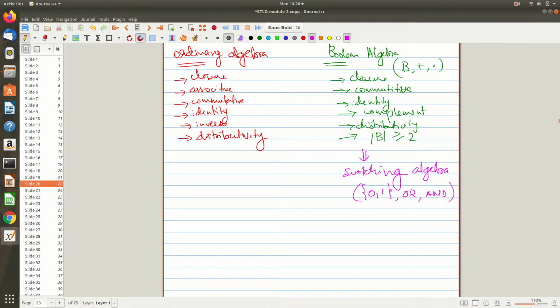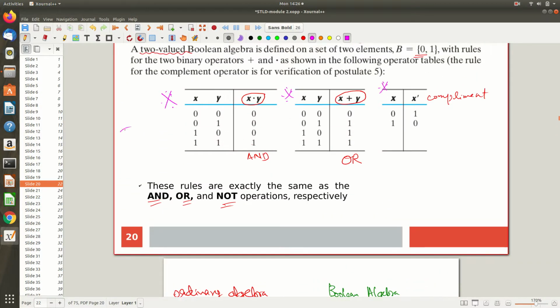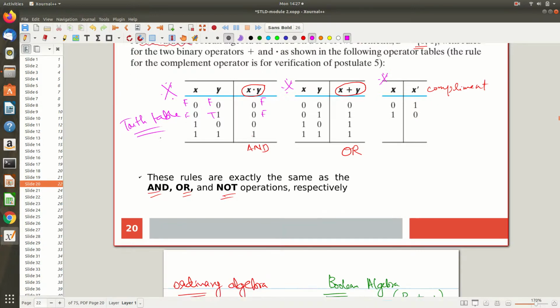Now, when it comes to switching algebra, this is how we defined it. We defined plus to be equivalent to the OR operation and dot to be equivalent to the AND operation, and we know the table. The table which we saw just now is called the truth table. The same term is used in propositional logic, where the table contains false, false, false, and similarly false, true, false, in this way. Same table only, but instead of true and false, here we have 0 and 1.